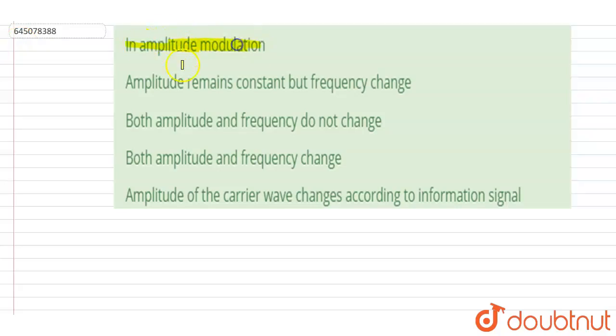In amplitude modulation, what happens? If you see, there are A, B, C, D options. So first of all, if I talk about amplitude modulation, we already know that it is used in electronic communication, right?